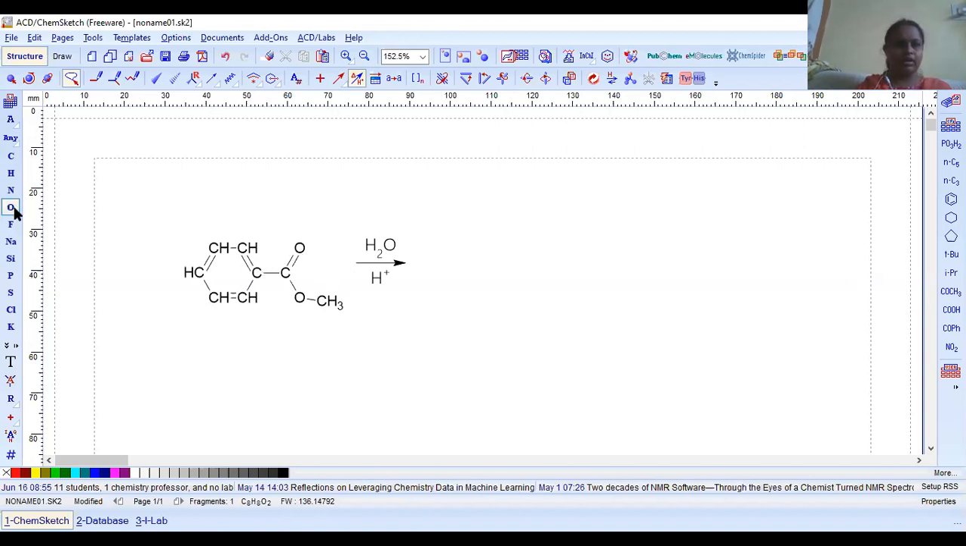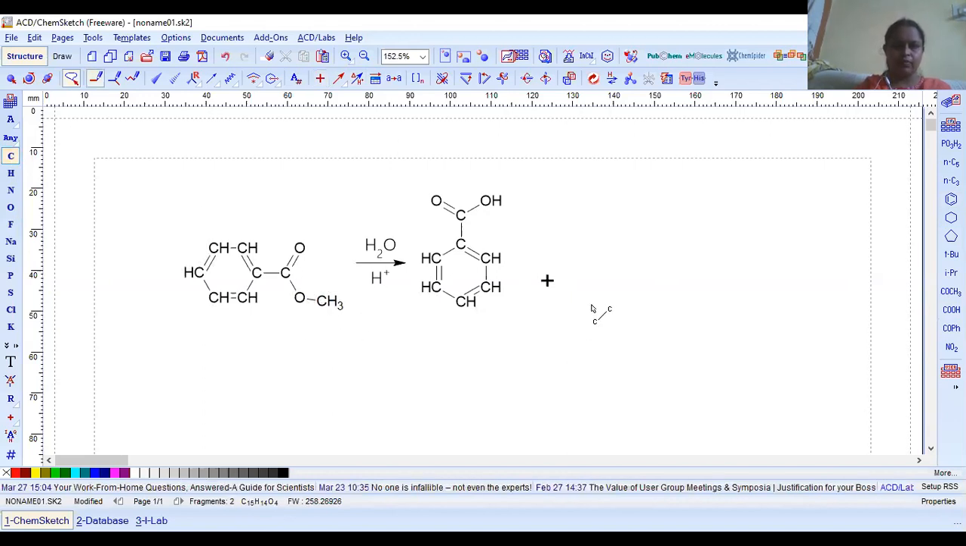I'll write benzoic acid first. So you will get CH3, this is benzoic acid you are going to get, and what else do you get? You will get an alcohol, which is free. This will form an alcohol, that is CH3OH. Okay, this is the reaction. This is how you have to write the products for each of the mentioned esters.